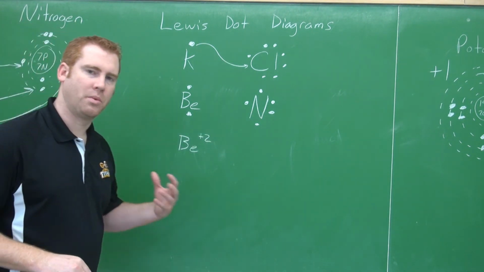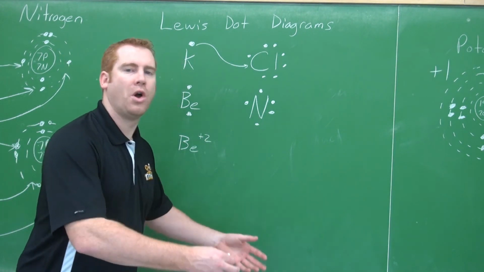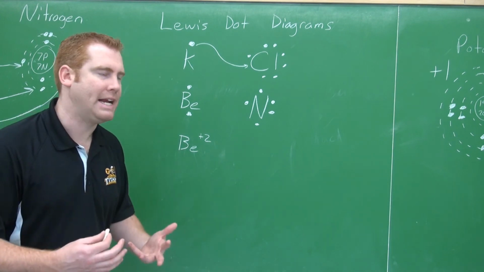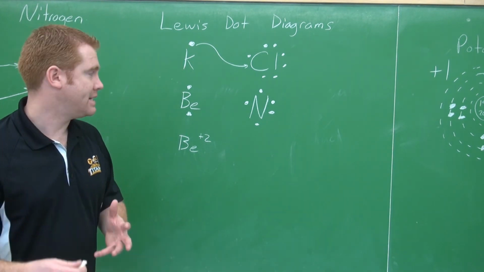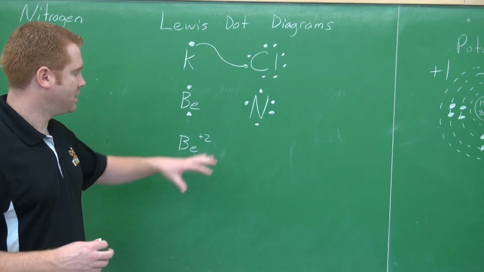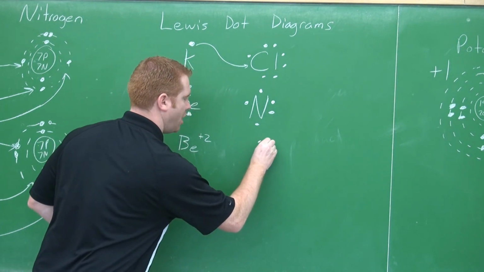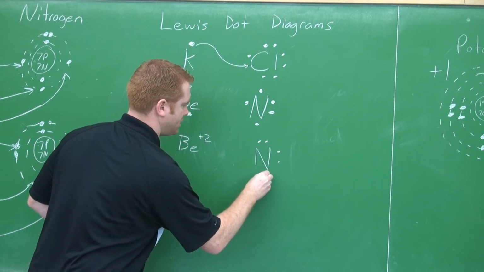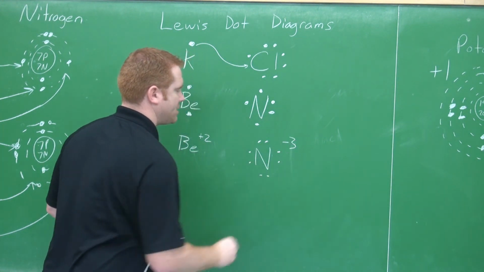Nitrogen, what does it want to do? Well, it has 5, so its 2 options are lose all 5 or gain 3 to get it to 8. So it's always losing all of them or gaining whatever it needs to get to 8. And then you look and say which one is the lowest number. That's what it wants to do. So in this case, it wants to gain 3. So we're going to get nitrogen 1, 2, 3, 4, 5, 6, 7, 8. What's its charge? It is now 3-.